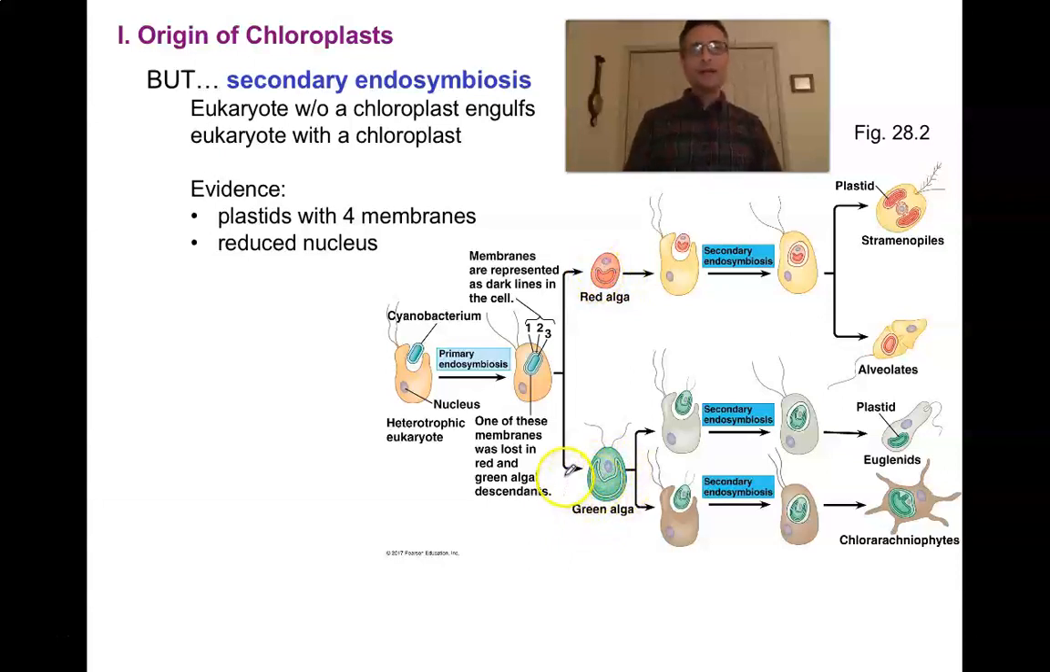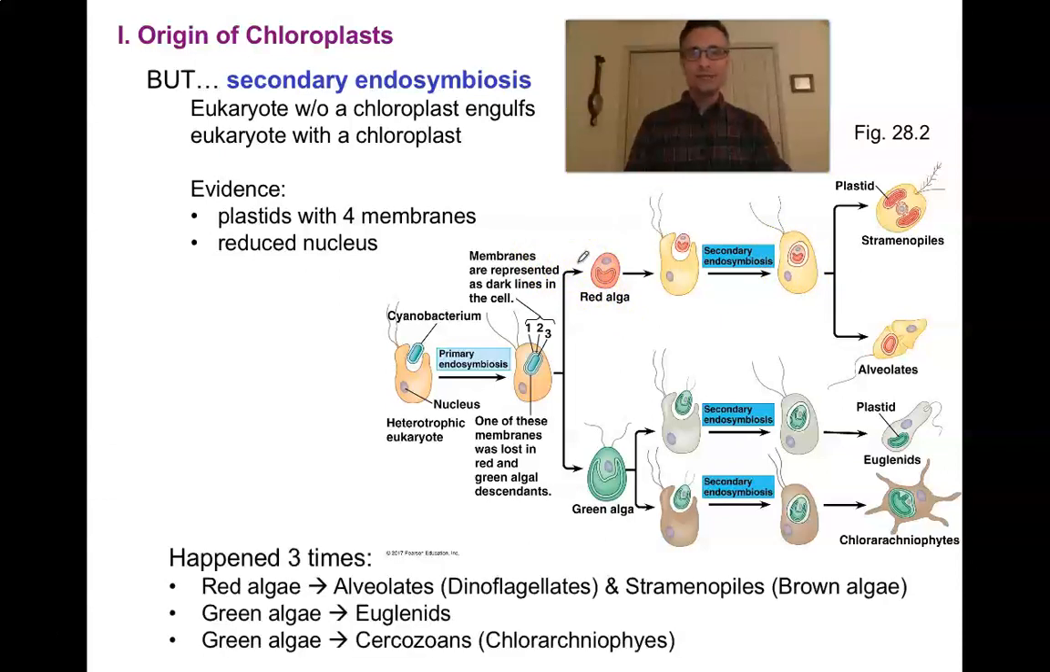Now what happens if this red alga is engulfed by another eukaryotic cell? So here is an even larger eukaryotic cell. We get this process of secondary endosymbiosis, where now the chloroplast in our eukaryotic cell actually has its origins as another eukaryotic cell with a chloroplast. And it seems that this has happened at least a few times.